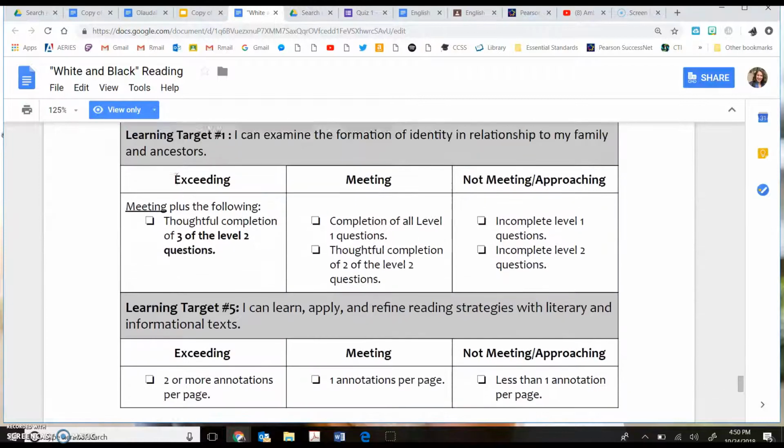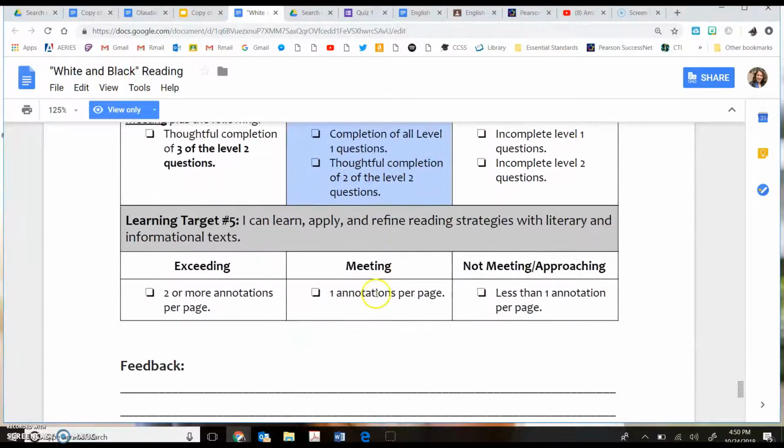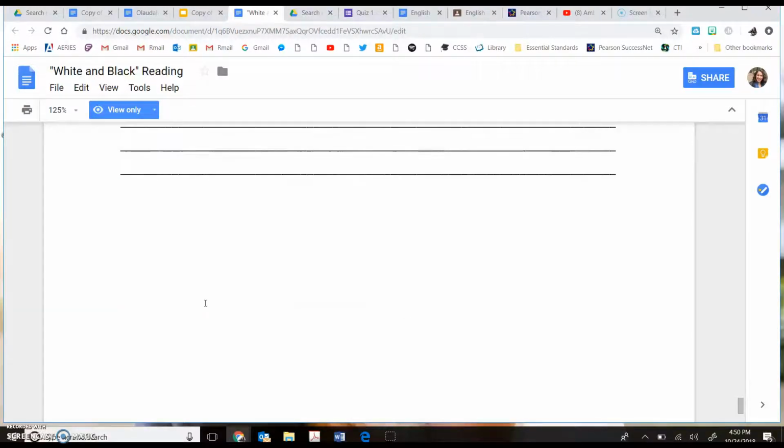Right down here is how I'm going to be grading you. Everyone should be here. You're going to meet my expectations. You're going to complete all of your level 1 questions and 2 of your level 2 questions. For the annotations, everybody is expected to do 2 or more annotations per page. I don't want you to do 1 annotation per page. Everyone must do 2 or more annotations per page in order to get full credit for this assignment.